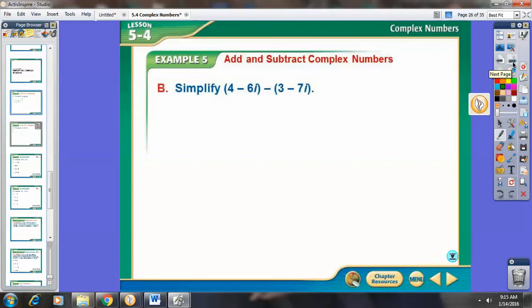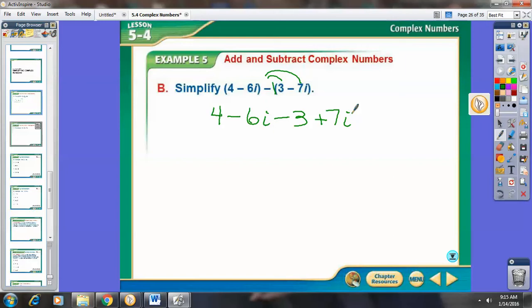How about this one? What are we doing here? We're subtracting. So in this case, we're going to have to distribute a negative 1, aren't we? We have a negative outside of our parentheses, so let's distribute this negative 1. It's going to bring the first parenthesis down, 4 minus 6i. For the second one, I'll distribute a negative 1. Negative 1 times 3 is negative 3. Negative 1 times negative 7i is a positive 7i.